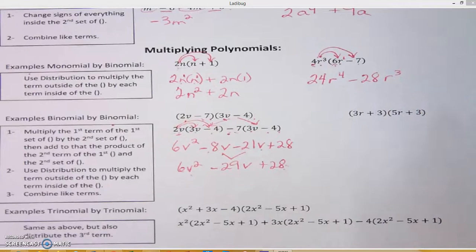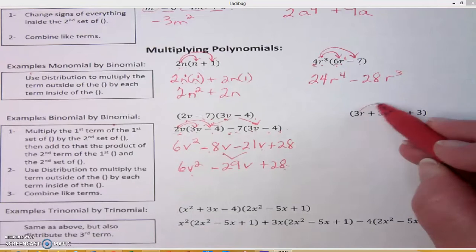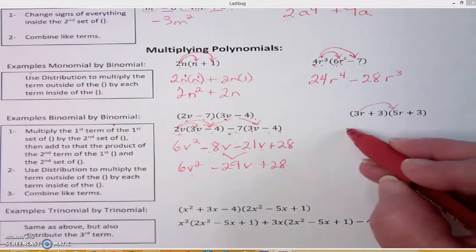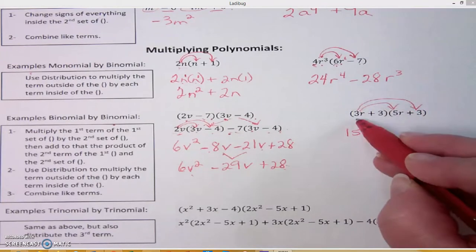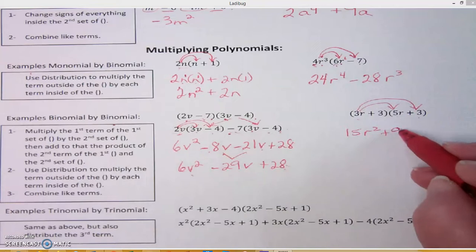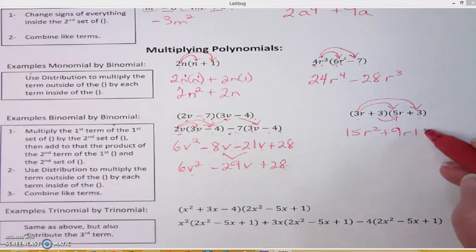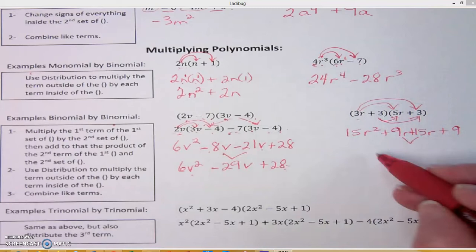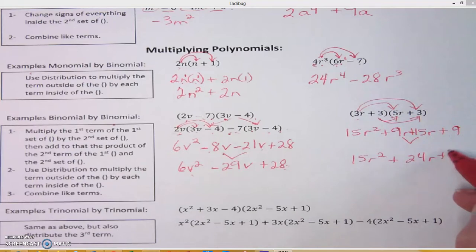We're going to do this really fast. I'm not going to write this out, but I am going to do it step by step. 3r times 5r, 3 times 5 is 15, r times r is r squared, and then I'm going to multiply 3r times 3, that's going to give me 9r, and then I'm going to multiply my second. 3 times 5 is 15r, and then times 3 would just give me 9. I forgot to put a plus here in the middle right there. Combine these two middle terms, and I have 15r squared plus 24r plus 9.